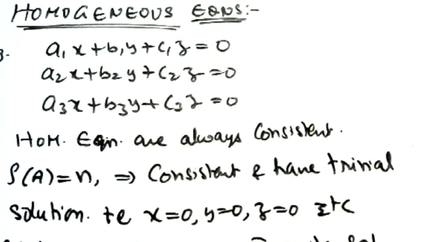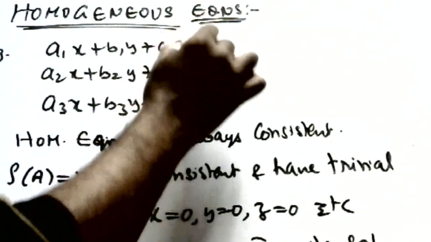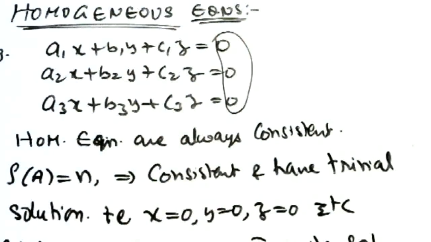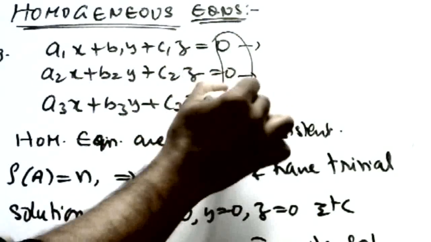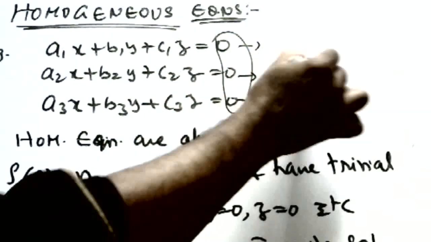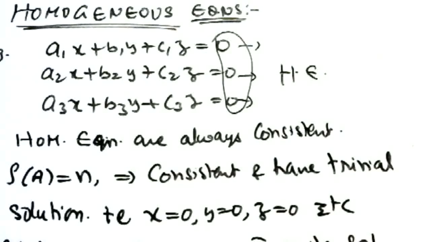We are continuing in this class the matrices of engineering. In the previous classes, we have seen how to solve non-homogeneous equations. Now, in this class, we are going to discuss how to solve the homogeneous equations. How do we know that the equations are homogeneous? If all the constants are zero, then we call these homogeneous equations.